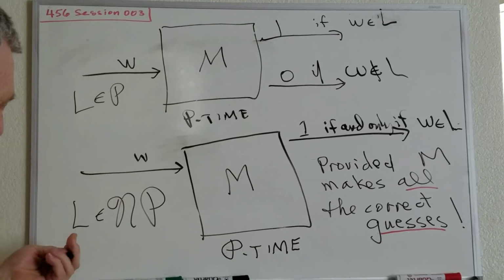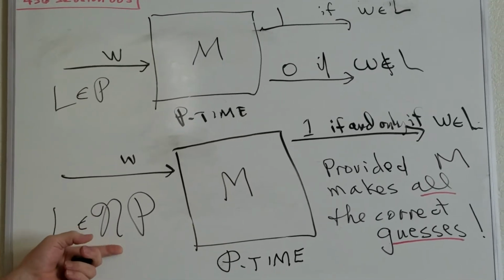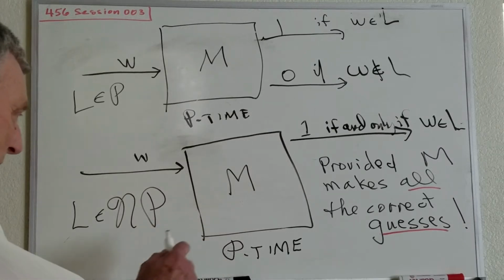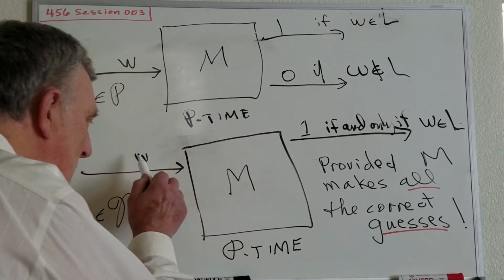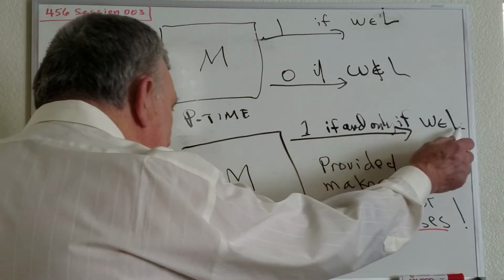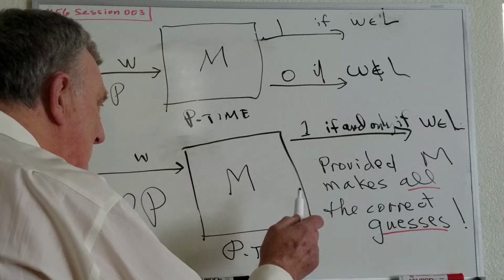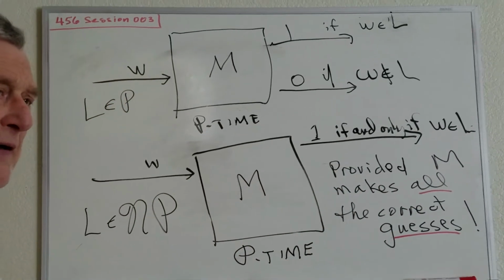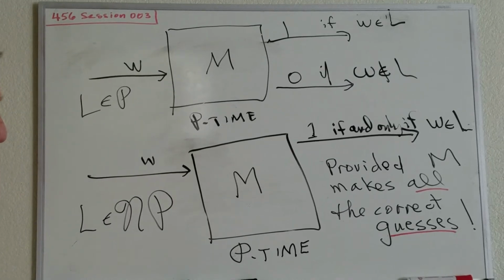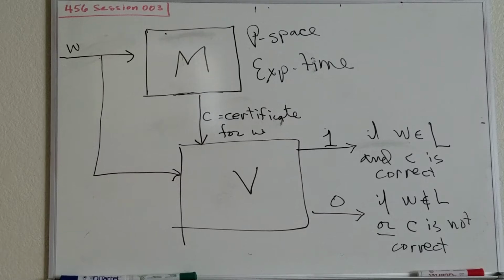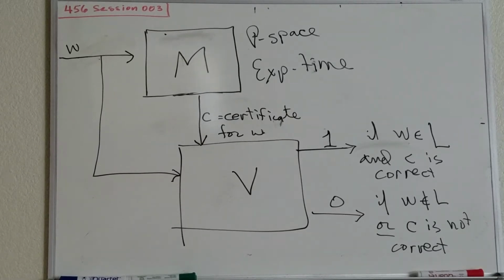On the other hand, if a language is in the class NP, there's a non-deterministic machine which, on the input of a string, will output a 1 if and only if that string is in L, in polynomial time. But in order to do that, the machine has to make all the correct guesses. And that's not actually practical. This is another way to describe the class NP.